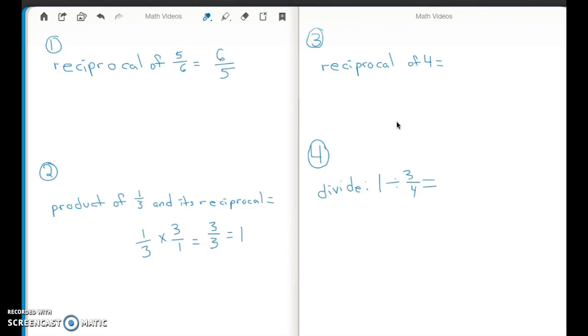Our next is the reciprocal of 4. We know that any whole number is going to be itself over 1. The reciprocal is going to be flipped or inverted, 1/4. And here, what we're really being asked is how many 3/4 are in 1? We know that when we divide 1 by any number, the answer is its reciprocal. So the reciprocal of 3/4 is 4/3.